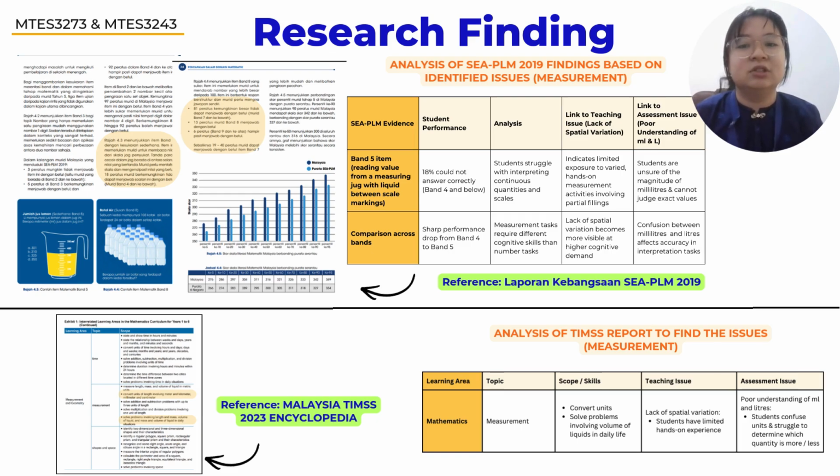In assessment, students show a poor understanding of milliliters and liters. They confuse units and cannot accurately judge which quantity is more or less. The sharp performance drop from band 4 to band 5 indicates that measurement tasks require higher spatial reasoning, a weakness also reported in TIMSS 2023. These findings show the need for more varied teaching approaches and real-life measurement assessment.